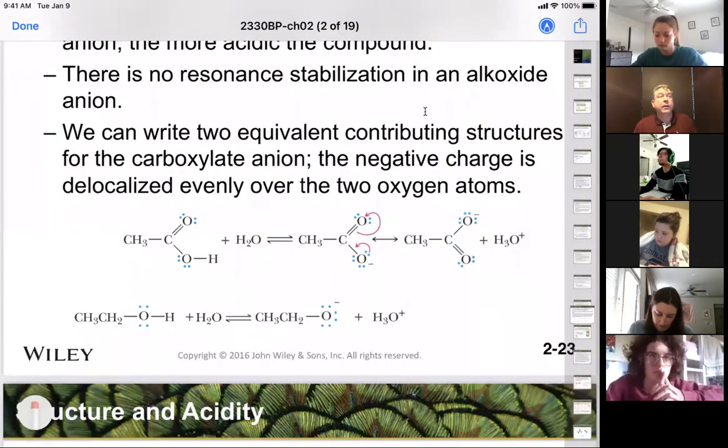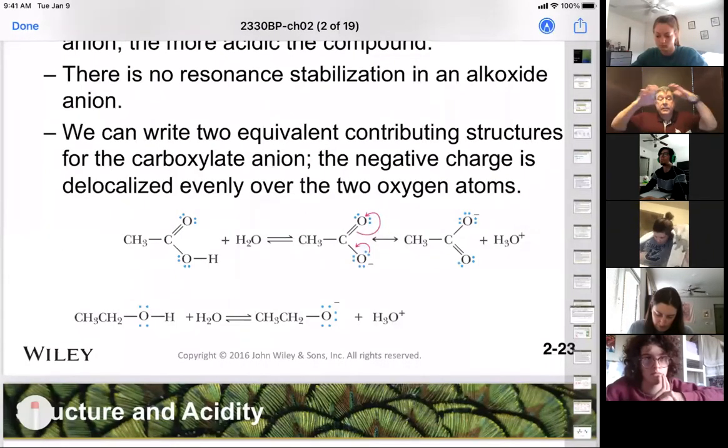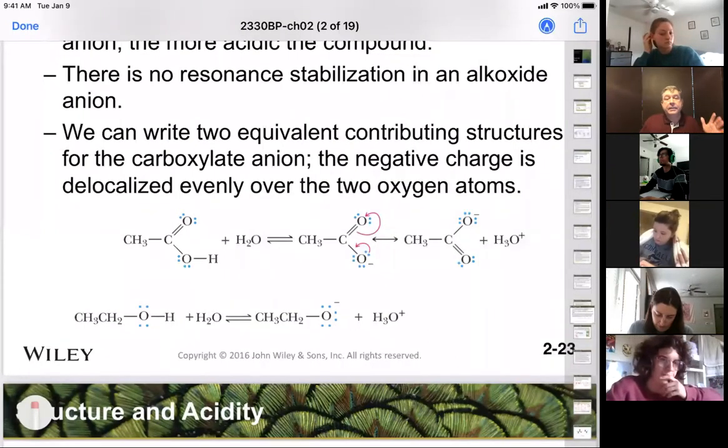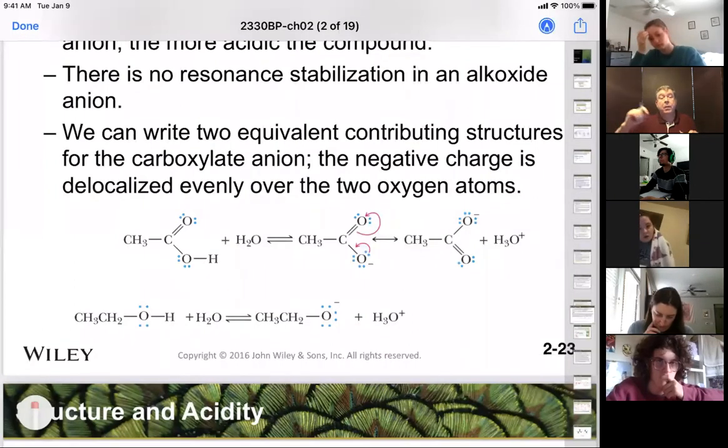Hang on, I'm trying to admit somebody here. There we go. Just like when you had a fluoride ion versus an iodine ion, it's easier to stabilize that charge over that surface area. In the case of these resonance structures, we're actually stabilizing the charge over more than one atom by looking at the Lewis dot structures. Okay.